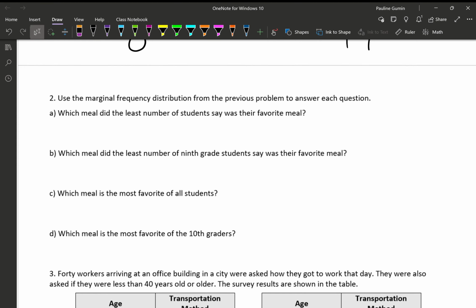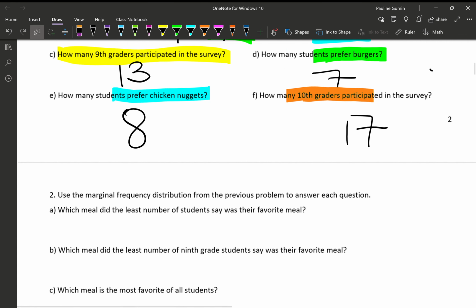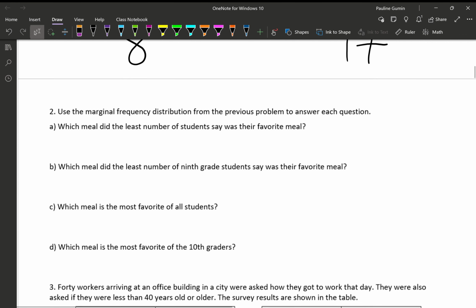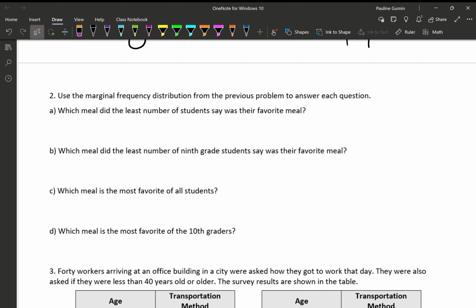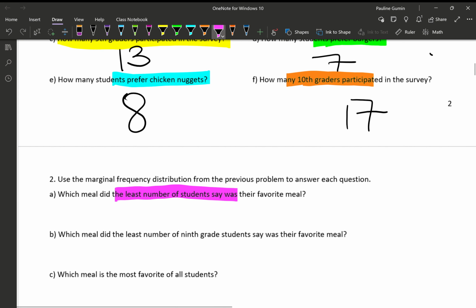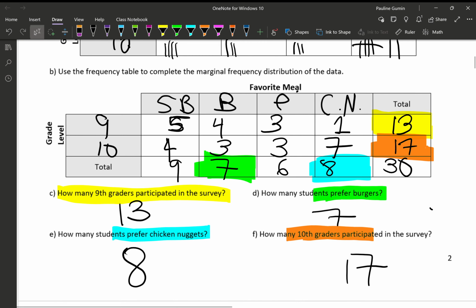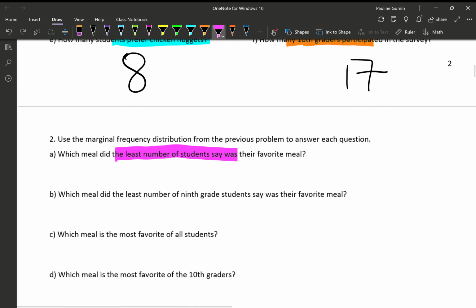Number 2. Let's use the marginal frequency from the previous problem to answer each question. So I'm going to be doing some scrolling. For you, on your note packet, you should have this side by side, so it's pretty nice. Okay, which meal had the least number of students say that was their favorite meal? Okay, well, let's take a look. The meals are the columns. Which one has the smallest? Right there. P for pizza?